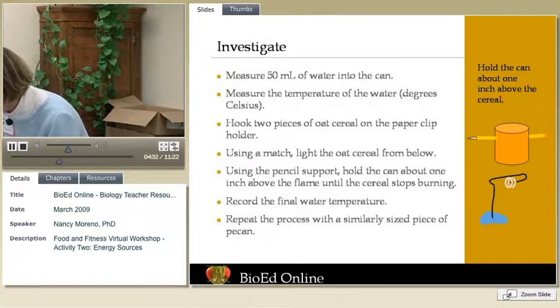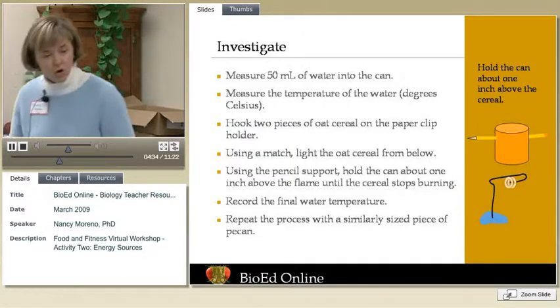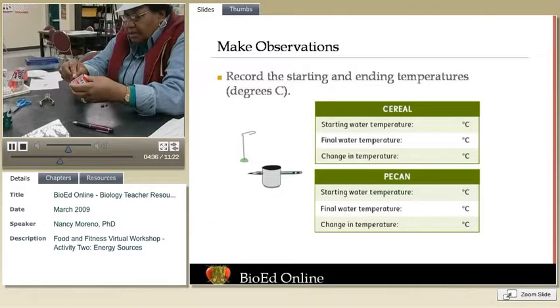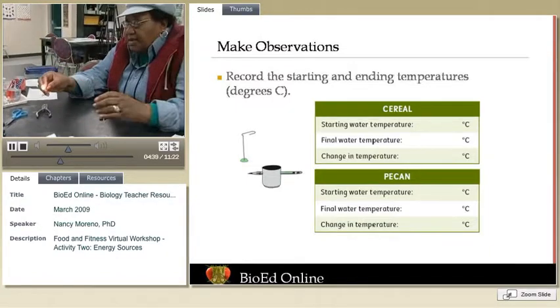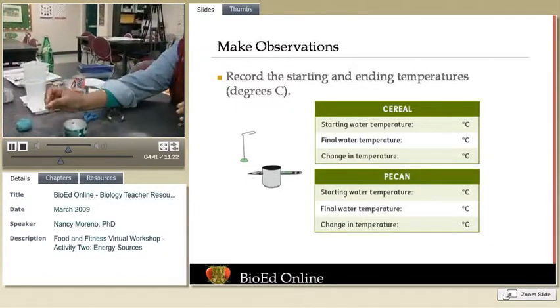So go ahead and make your little paper clip hook that you're going to put the food item on. So have you taken the temperature of the water? Yeah, we just did. Oh, excellent.